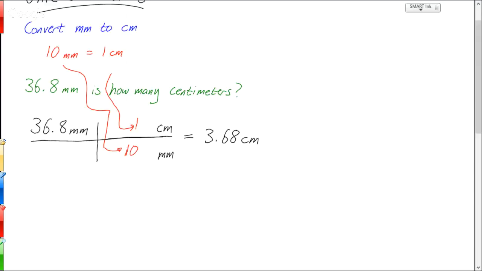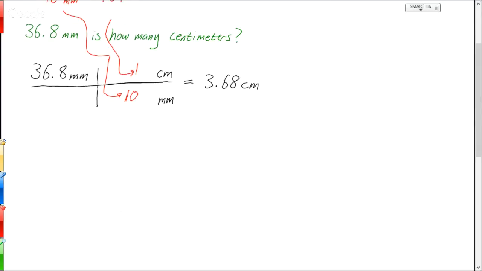All right, so that's how that method works. If you just move decimal places or whatever, that's fine. You can do it that way. But when we talk about going in between systems, that's not going to work anymore. So let's try another example.